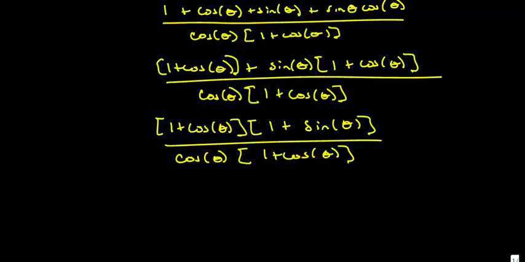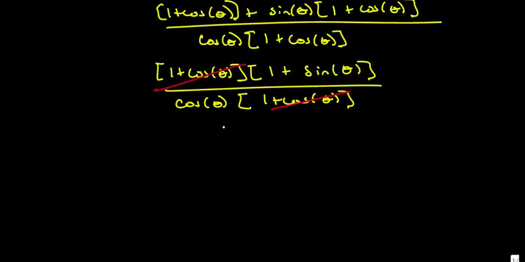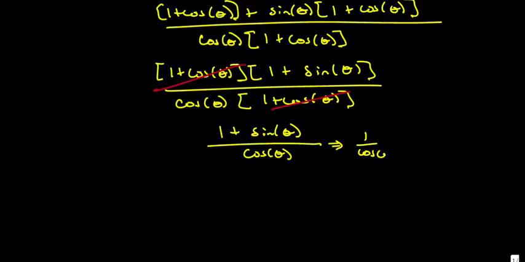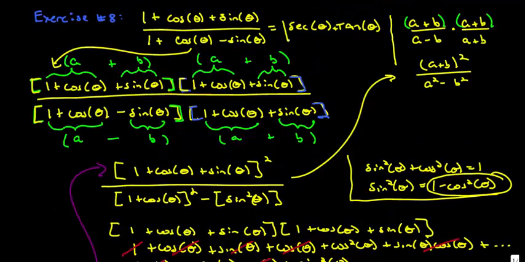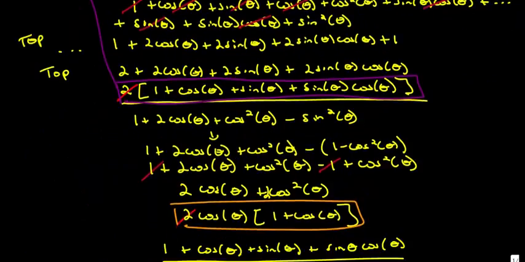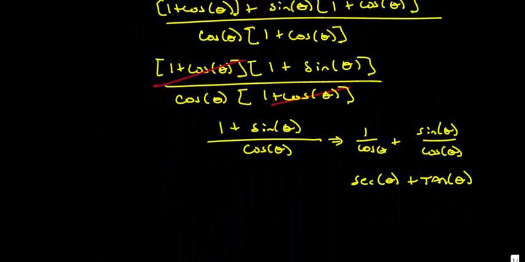Okay, now these guys cancel. So what am I left with? 1 plus sine theta over cosine theta, which, guys, is 1 over cosine theta plus sine over cosine. And 1 over cosine is secant, and sine over cosine is tangent, which is what we wanted. And so there's the whole proof.